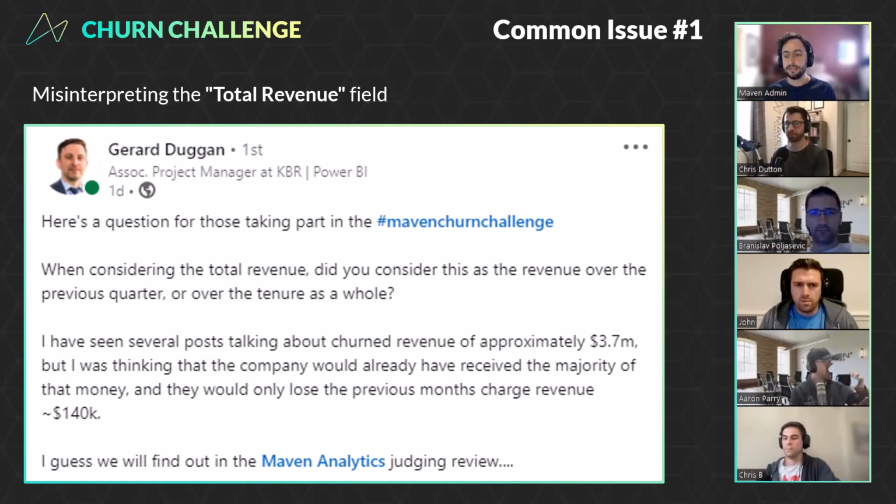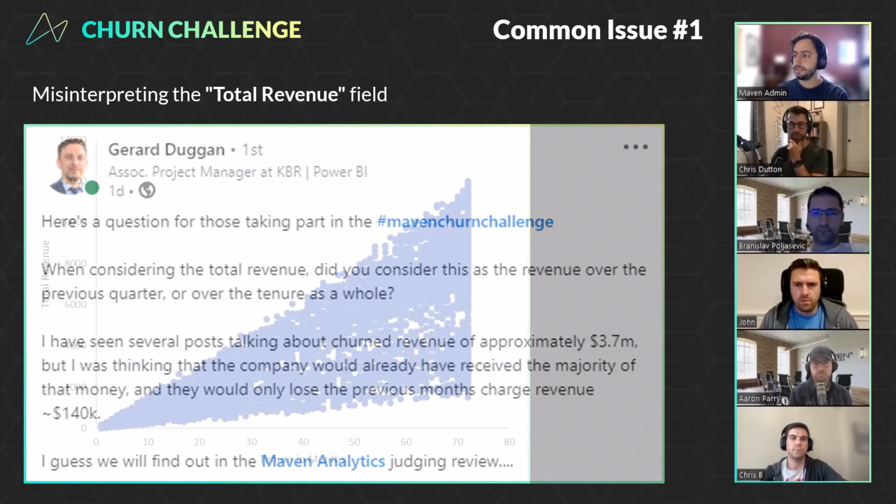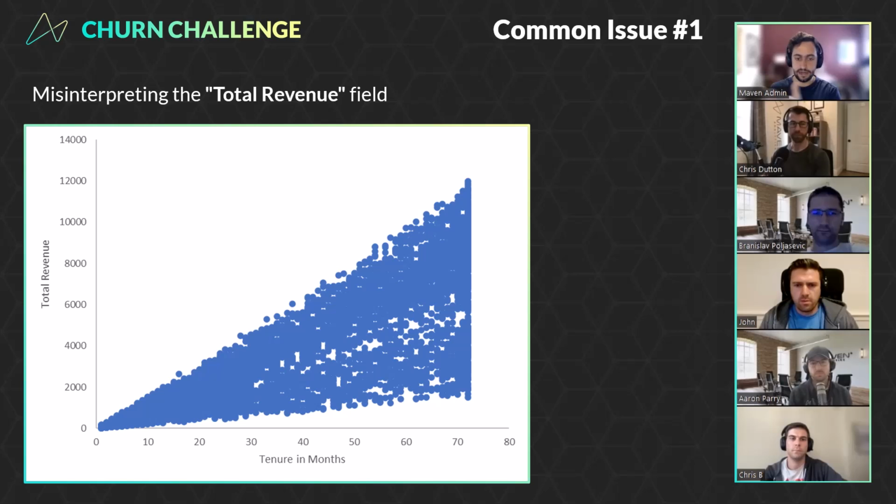Now, the total revenue field was described in the data dictionary as indicating the company's total revenue for this customer calculated to the end of the quarter specified above, which in this case was Q2 2022. So it doesn't explicitly answer Gerard's question, but if we look closely at the data, the answer does become clearer. This is a scatter plot that I quickly put together that shows total revenue and tenure for each customer in the data set.